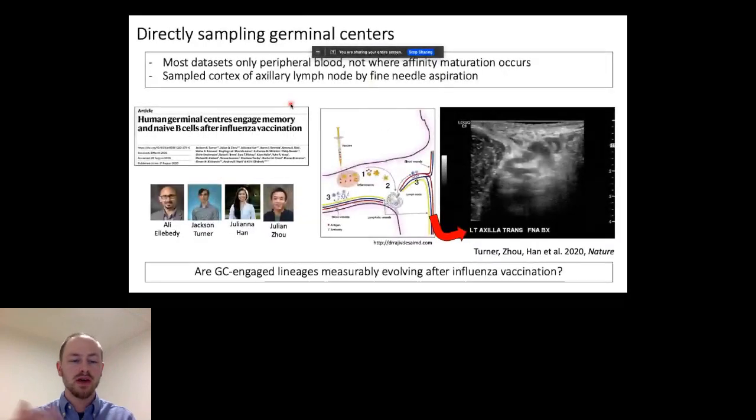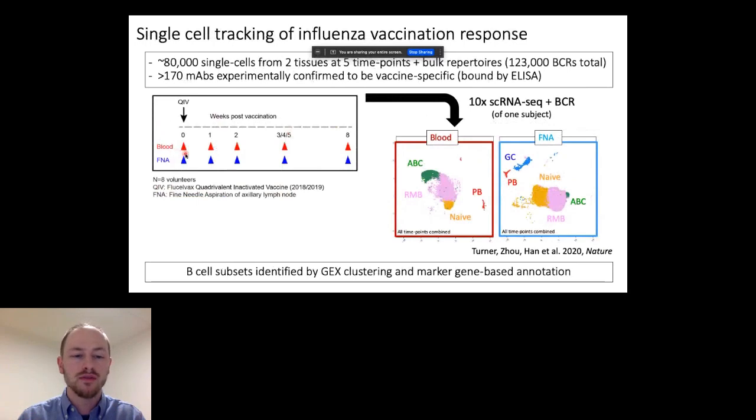Luckily for us, we have really fantastic collaborators, such as Ali Elabedi's group at the University of Washington. They're able to give patients influenza vaccines and then directly sample their lymph nodes using fine needle aspiration. And this allows us to really ask, are germinal center engaged lineages measurably evolving after influenza vaccination? This data set samples the blood and lymph node at 5 time points after vaccination. It includes tens of thousands of single cells and monoclonal antibodies experimentally confirmed to be vaccine specific. And this allows us to really pick apart the influenza response in humans.